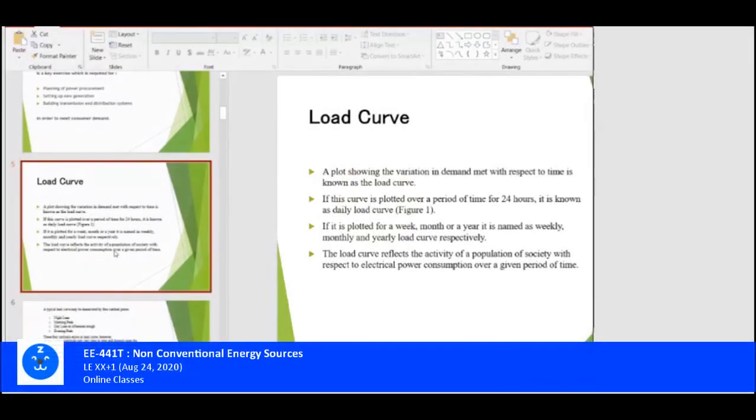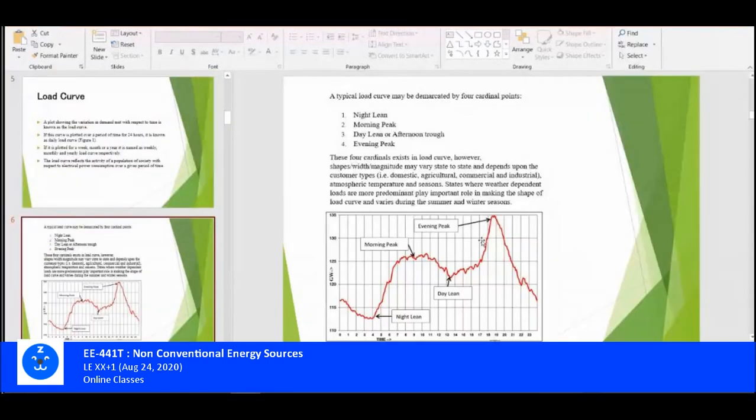Purpose of the load curve. It gives us a very concrete idea of how we are generating and meeting the load according to the demand of consumers. Right? So a typical or representative load curve looks like what is on your screen.